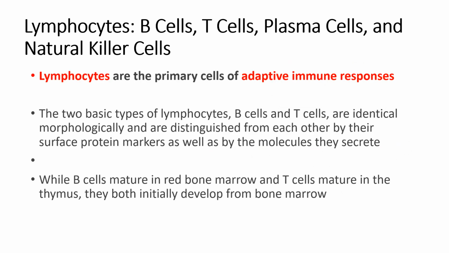We'll start with lymphocytes, which include B cells, T cells, plasma cells, which actually that should come right after B cells because B cells just mature into plasma cells, and cells called natural killer cells. So the 2 basic types of lymphocytes, B cells and T cells, are identical morphologically and are distinguished from each other by the surface protein markers that they express as well as the molecules that they secrete. While B cells mature in red bone marrow and T cells mature in the thymus, they both initially develop from the bone marrow. So B cells just happen to stay there and T cells move out.